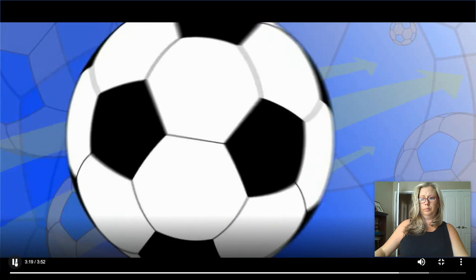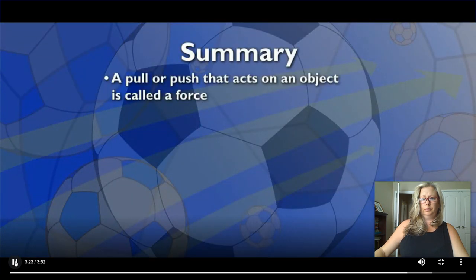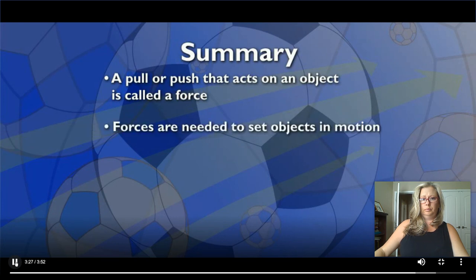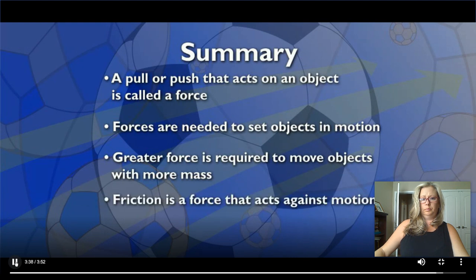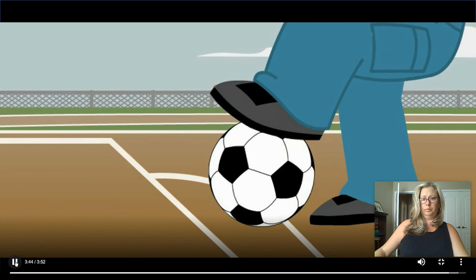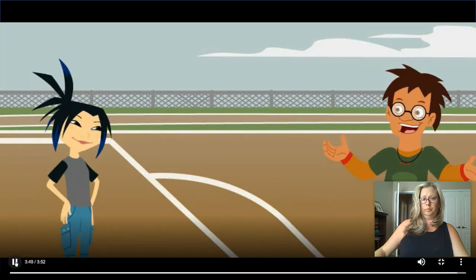Well, if you're talking about the basics of force, I think I've got that down. A force is a push, like a kick, or a pull that acts on an object. We need force to set objects into motion, and the greater an object's mass, the more force that's required to move it. Force not only moves things, it stops them too. Friction is a force that acts against motion and can stop an object in its tracks. But not this time. Go for the goal, Sam. Oops, guess I'm quite the force to be reckoned with now.